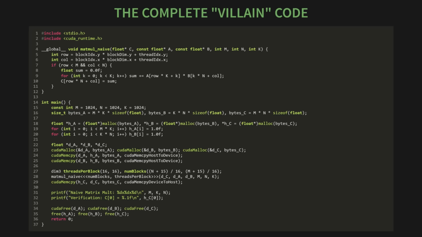And the main function? It does exactly the 5 steps we just learned. It sets up our 1024 by 1024 matrices, it calls cudaMemcpy to send the data up, then it launches our kernel, copies the result back down, and cleans up with cudaFree. Textbook. So, how do we run it?